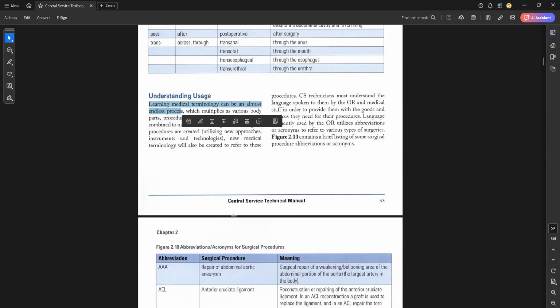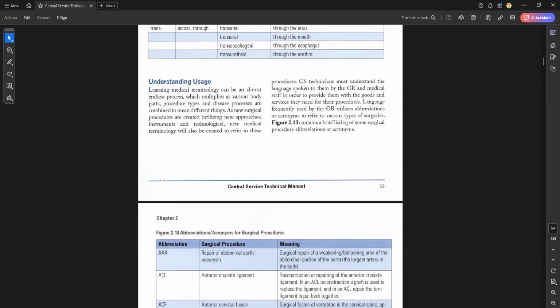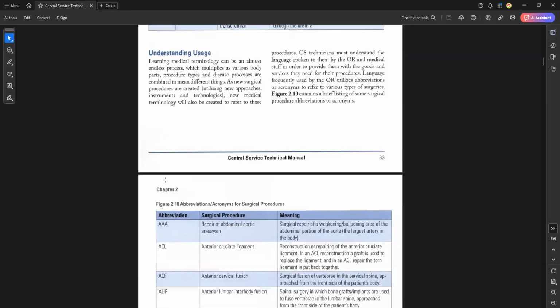Now, learning medical terminology can be an almost endless process. This means that it is every day. We never heard about COVID. COVID came. The more diseases are coming, the more medical terminologies we are going to have. That is why this first sentence states very clearly that learning medical terminology can be an almost endless process, which implies that various body parts, procedures, types, etc. So that is how it is. So we continue to learn.